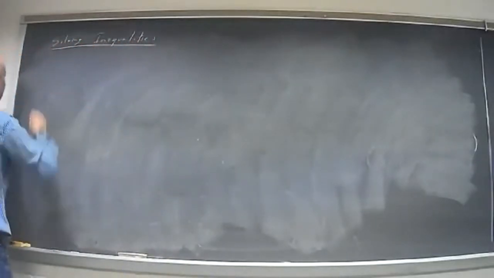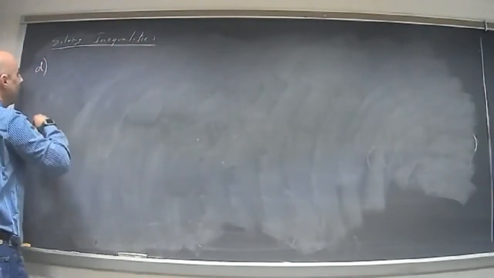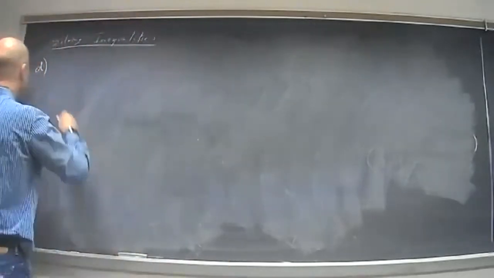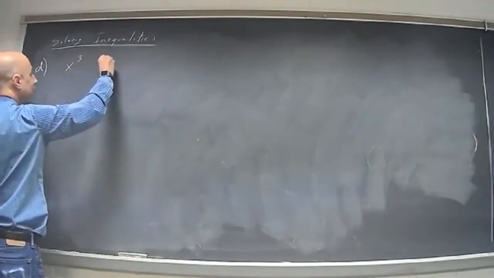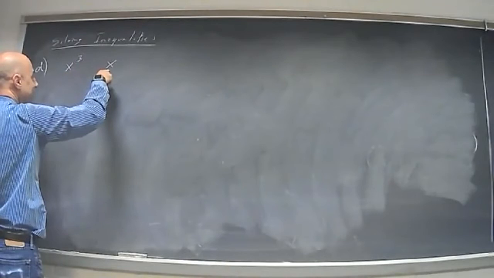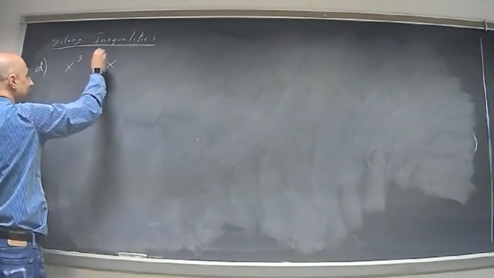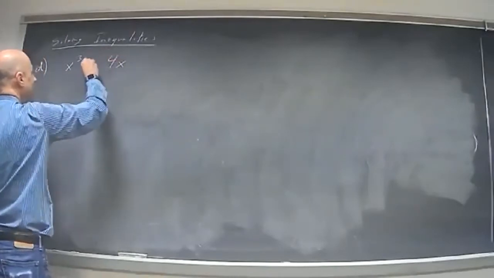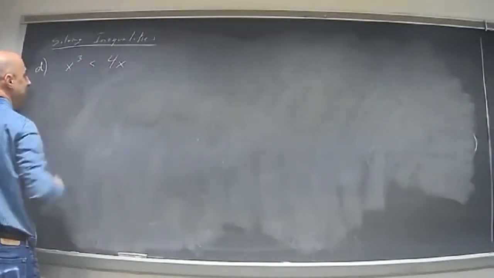So was that C? I think we're on D now. If I'm wrong, let me know. Okay. Let's try this. We're going to have an x cubed on one side, an x on the other side, and that should look familiar. Now let me make it a 4x on this side. And I am going to put a less than symbol.